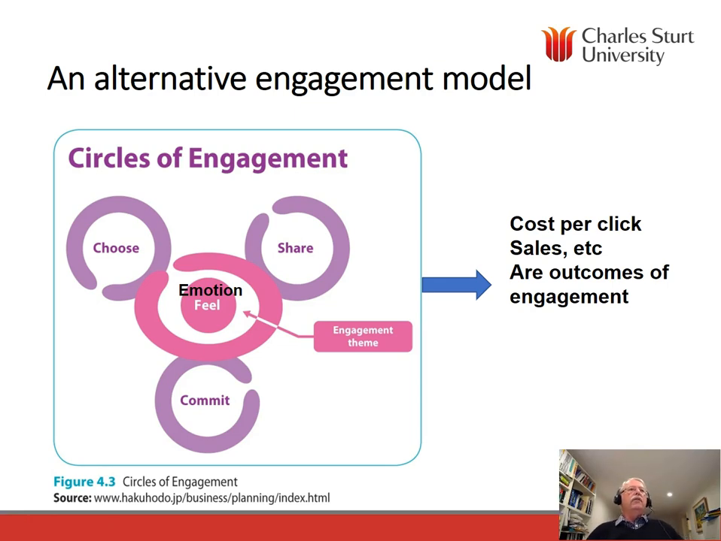There are alternatives to the engagement model, and basically we talk about circles of engagement, and so we can choose to engage, we can share, and then we can commit. And in the middle, we feel something, and there needs to be some kind of engagement theme. And the outcome of engagement is the cost per click, the sales, etc.